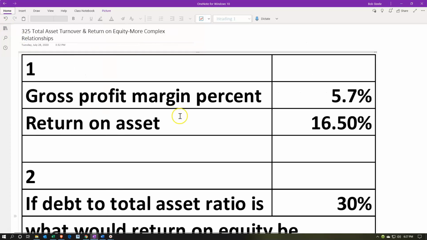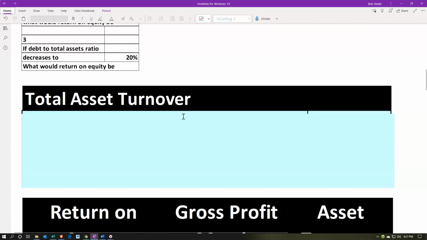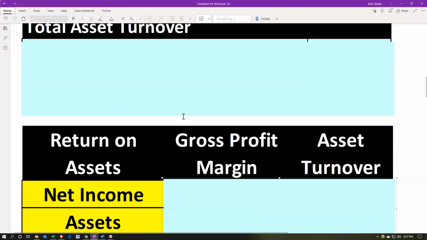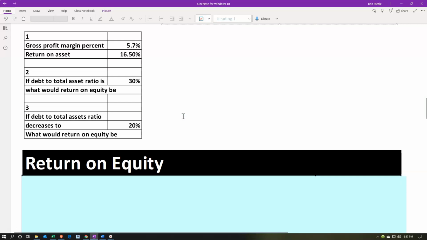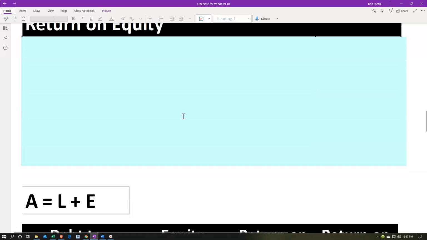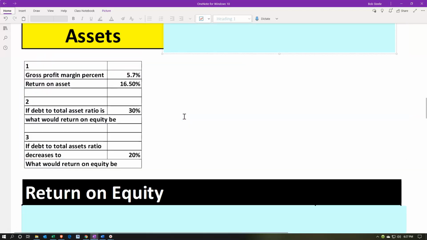Closing this back out, we're going to have our information up top, then we're going to go through our calculations below, including the total asset turnover. We're going to look at the relationship between the return on assets, gross profit margin, and the asset turnover as we go through that calculation. And then the return on equity, once again, looking at the relationship between other ratios, including debt to total assets, equity to assets, return on assets, and return on equity. Let's go back up top.